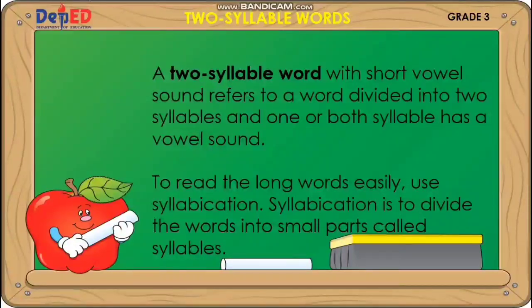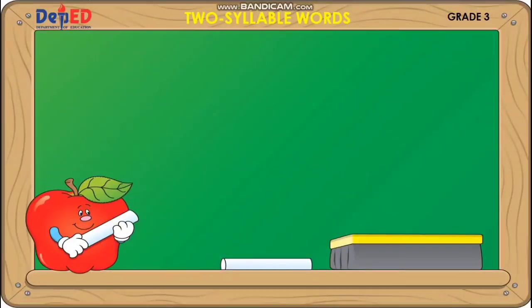A two-syllable word with short vowel sound refers to a word divided into two syllables, and one or both syllables have a vowel sound. To read the long words easily, use syllabication. Syllabication is to divide the words into small parts called syllables. Now, we are going to read two-syllable words and let's try to syllabicate them.